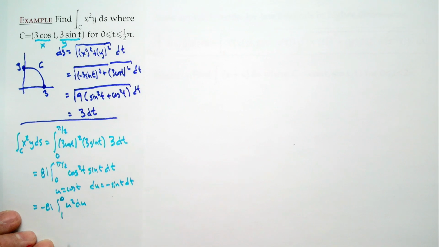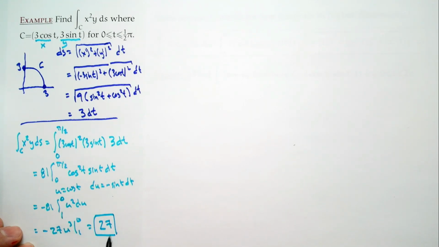0. Now, we could flip our bounds, but we don't have to. We can just integrate it. That's perfectly fine. There's nothing that says you can't just integrate. And so if you do, integral of u squared, 1/3 u cubed. So you'll get negative 27, because I can divide 81 by 3, u cubed, evaluated from 1 to 0. When you plug in 0, you get 0. Subtract, plug in 1, well, you get negative 27. So you get 0 minus negative 27, or simply 27. And that's our answer. Okay, so that's an example of a line integral.